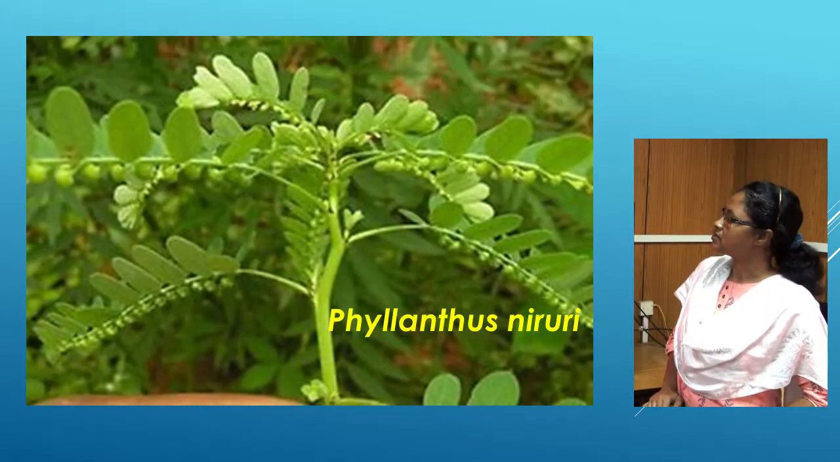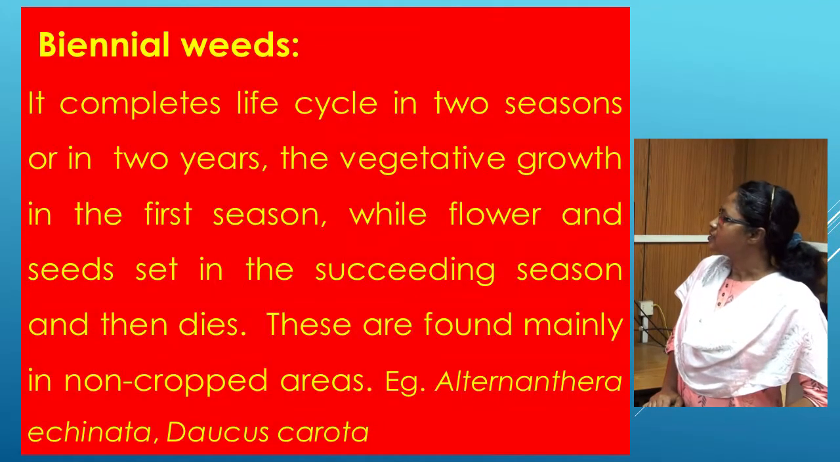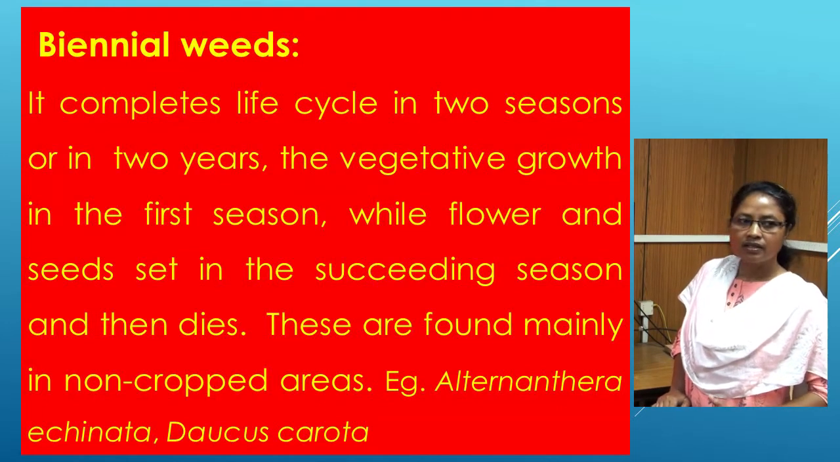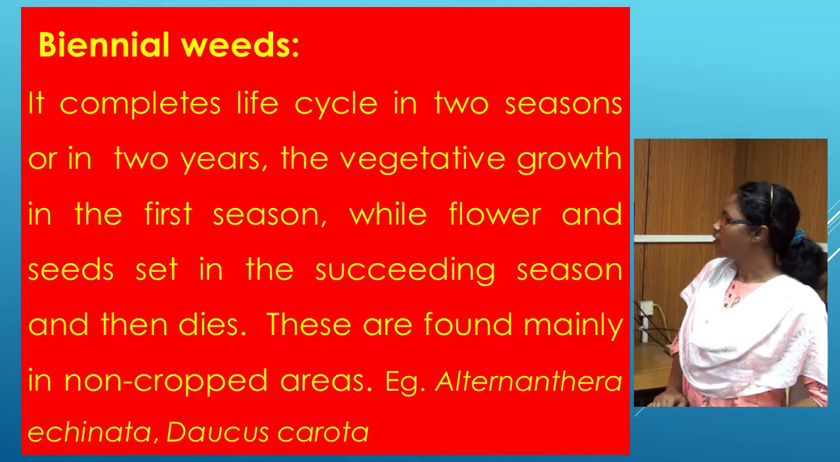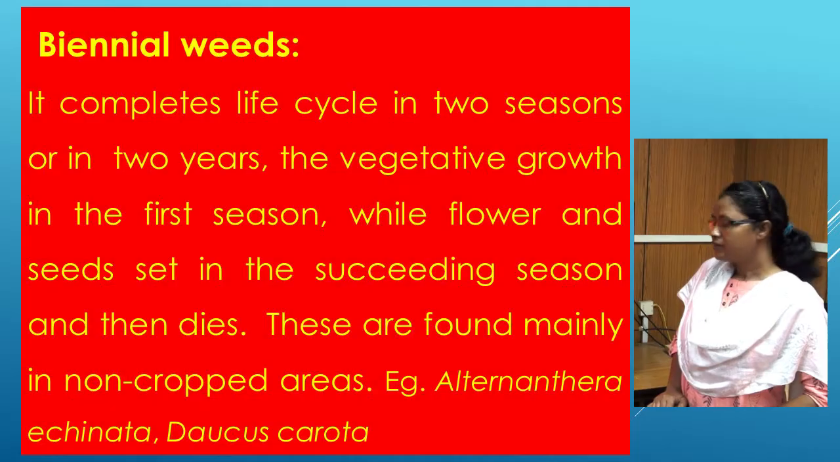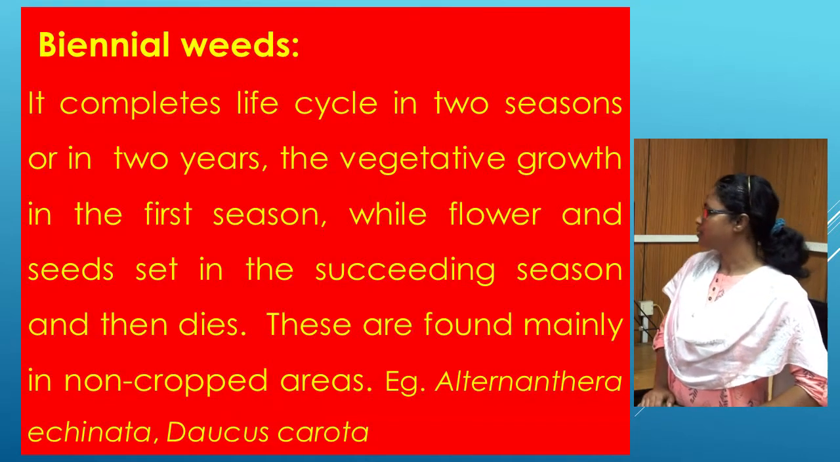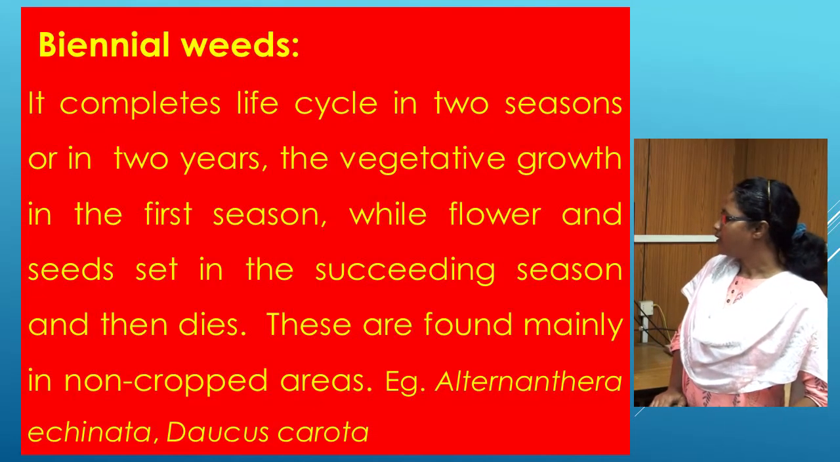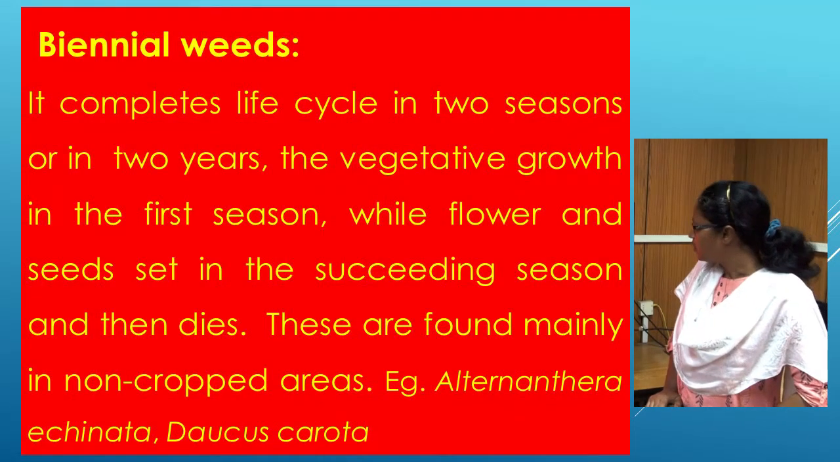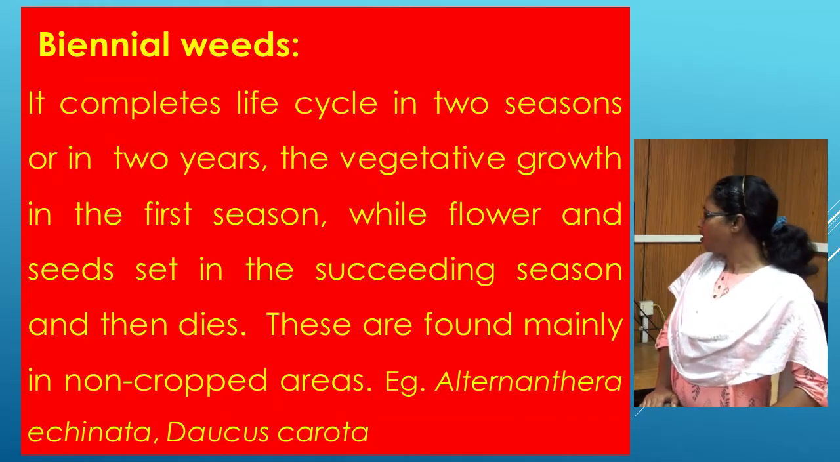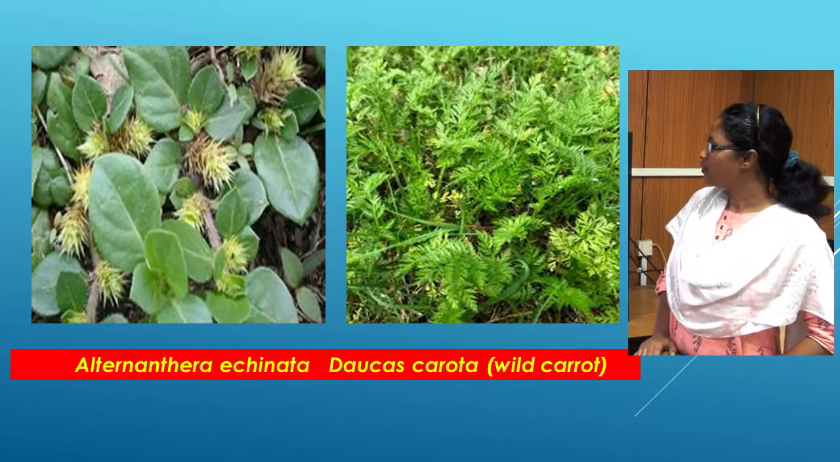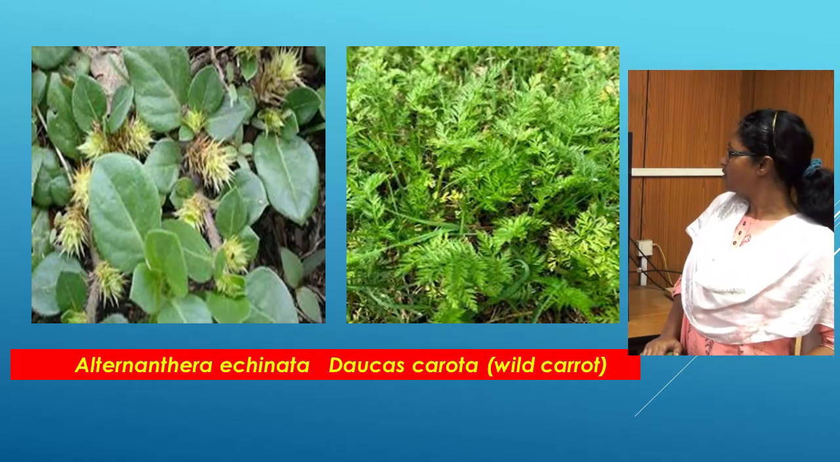Now biennial weeds. They complete their life cycle in 2 seasons or 2 years. In the first year they remain in vegetative growth, while flowers and seeds set in the succeeding season, and then they complete their life cycle and die. Examples of biennial weeds are Alternanthera echinata and Daucus carota, and these are mainly found in non-cropped areas. These are the pictures of biennial weeds, Alternanthera species and Daucus carota.